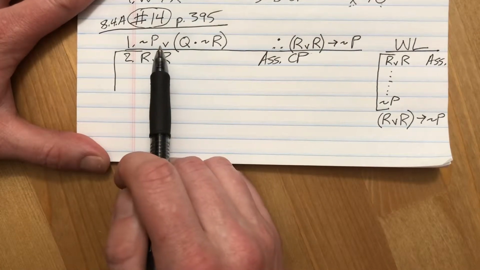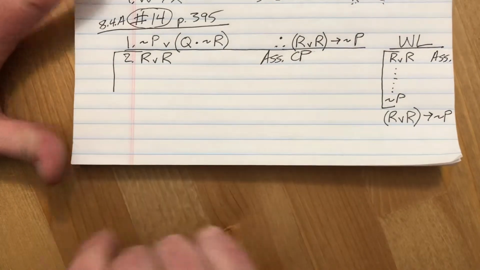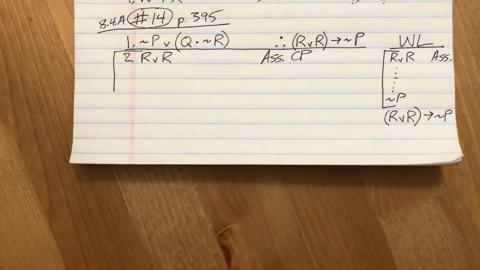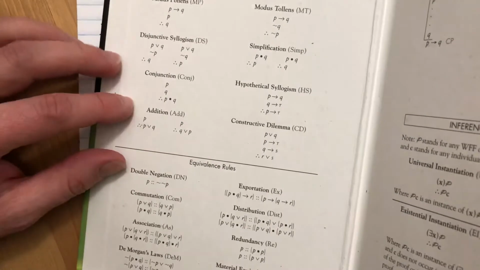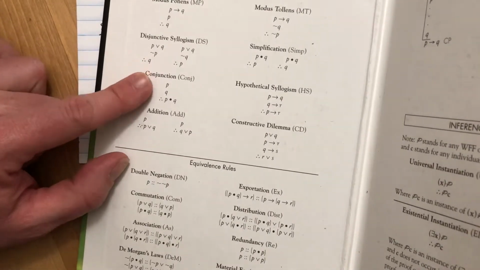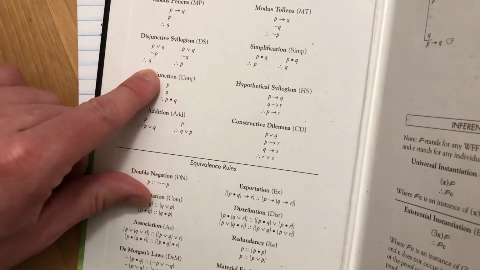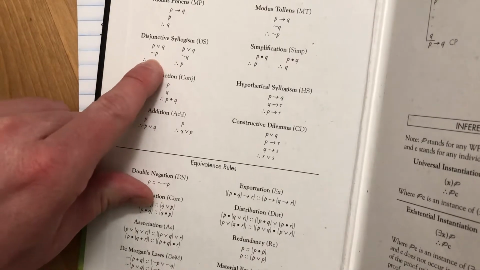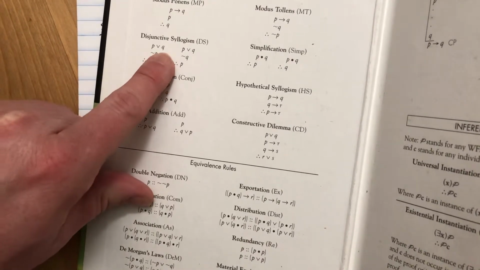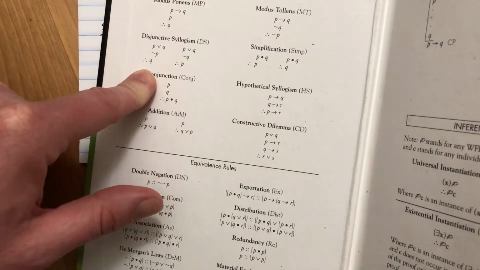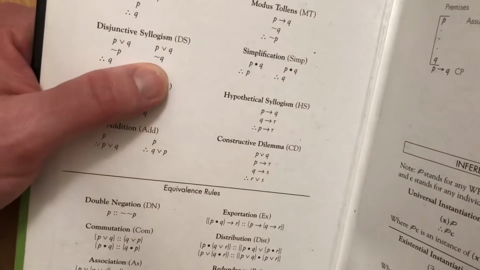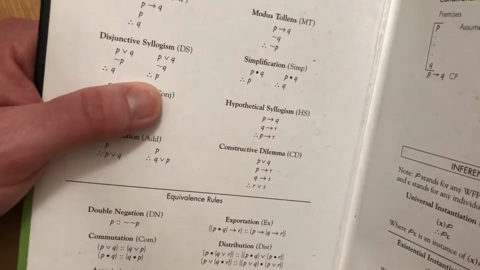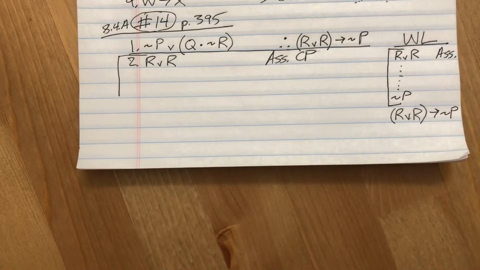I'm thinking about disjunctive syllogism, right? That's the one where, let's see, disjunctive syllogism, that's this one right here. That says if you have a disjunction and you negate one side of it, then you can conclude with the other side. It doesn't matter which side that you negate, but you're going to end up with the opposite side. So let's try that.